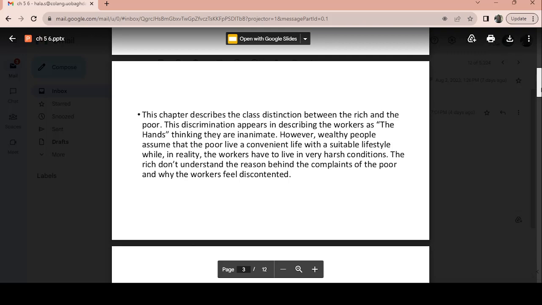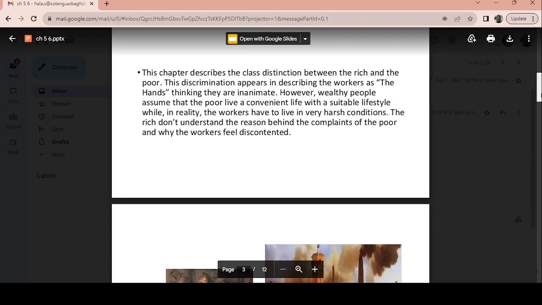The rich don't understand the reason behind the complaints of the poor and why the workers feel discontented. The poor are not satisfied with their life because they need to work 24 hours to provide the minimum, a good lifestyle, and sometimes they can't. They had to work with their wives and children in shifts, and that's why they are complaining. They are not satisfied with the quality of their life in their society. But the rich people do not understand the sufferings of the poor.